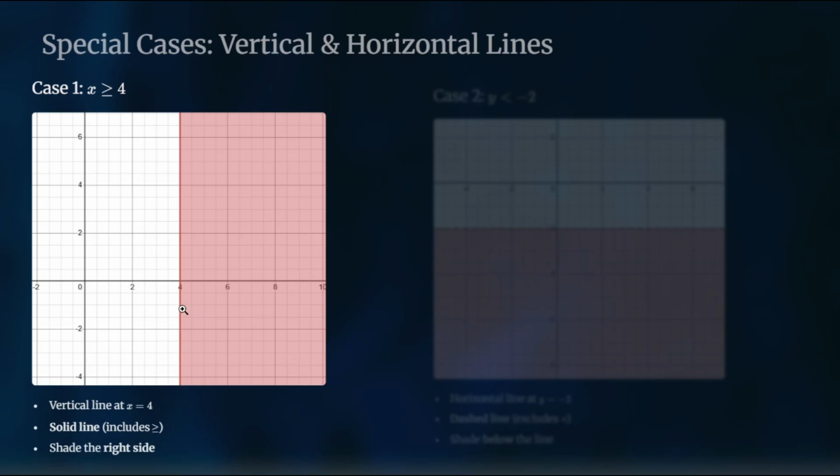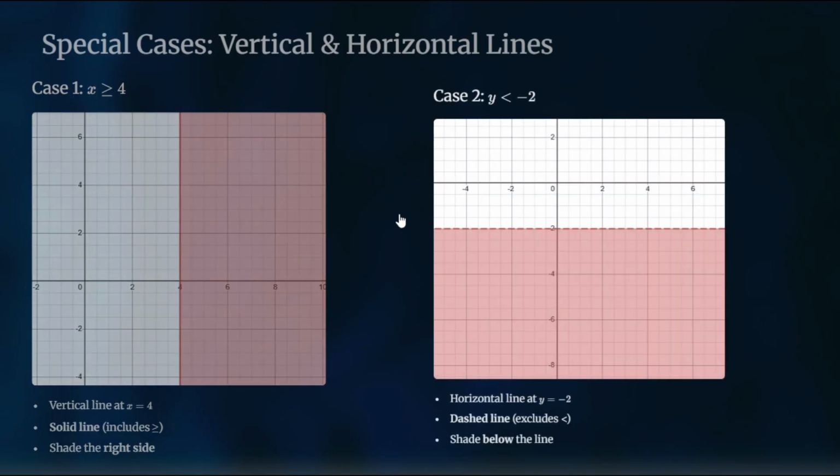So in this case, the values that make this true would be any value of x that is greater or equal to 4. So x equals 5, 6, 7, 8. So we will shade the right side of x equals 4 in this case.